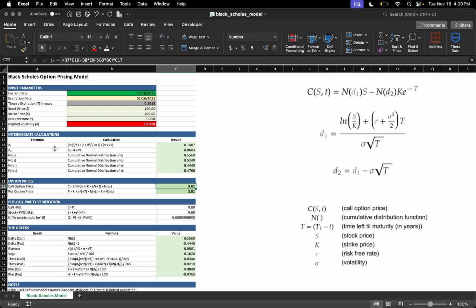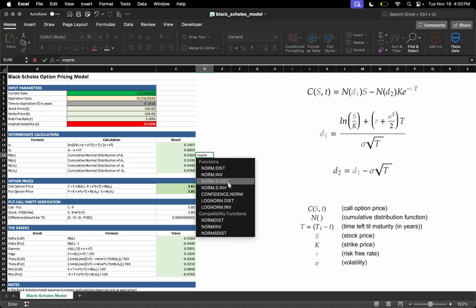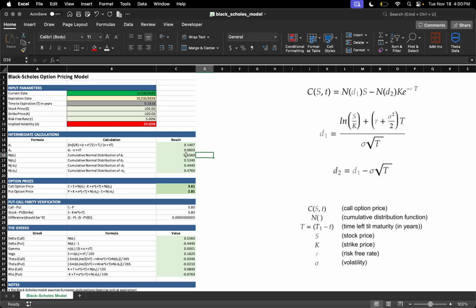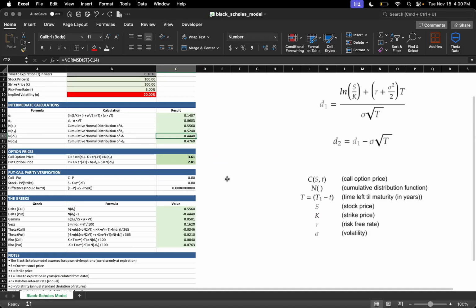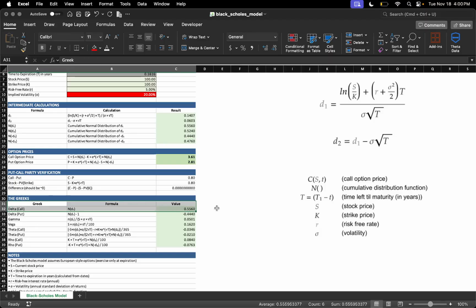So I have all the intermediate calculations here, and these are just basically taking the D1 and the D2 over here, and then running them over the cumulative normal distribution, which is basically the NORM.S.DIST function here. And we get some numbers spit out of this. And what you'll find is that down here, skip over put-call parity for now, we get some Greeks.